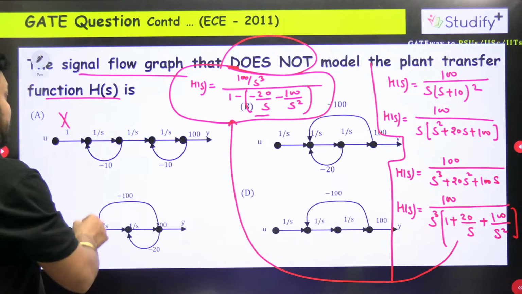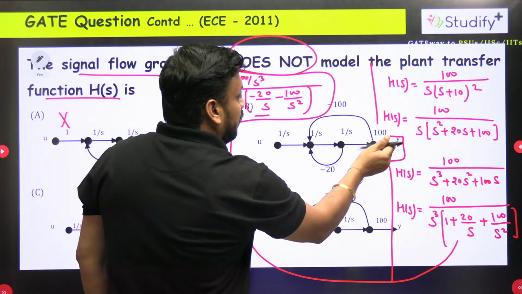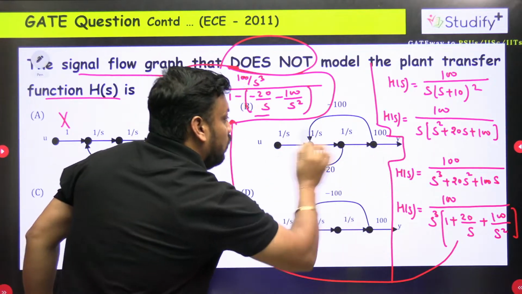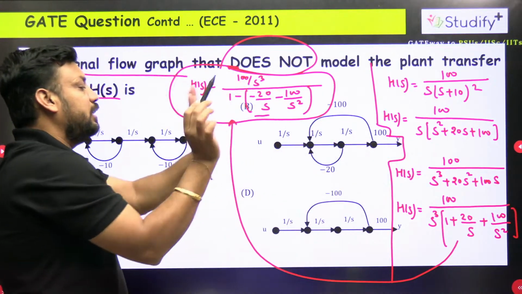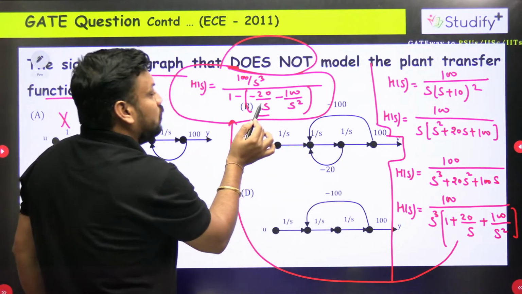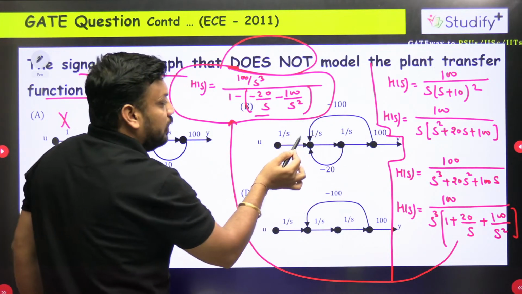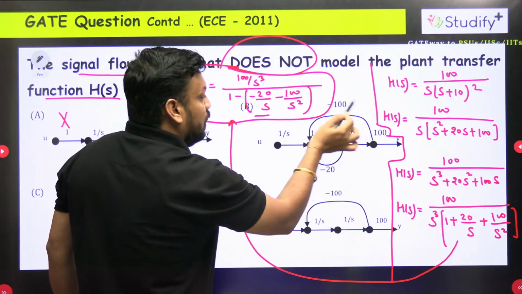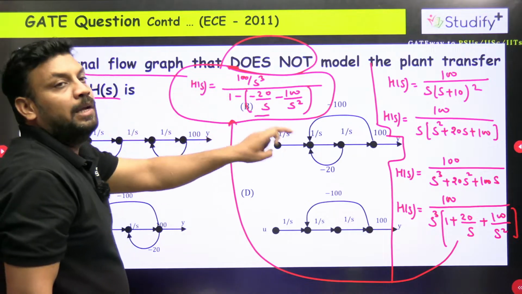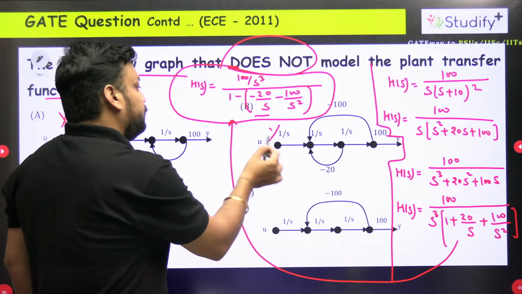Now let's talk about option number B. Here in option number B, you can probably see this 100 here. 1 by s, 1 by s, 1 by s, 100 by s cube, forward path 100 by s cube satisfied. Now if I talk about loop gain, minus 20 by s loop gain satisfied, and minus 100 by s square loop gain also satisfied. Okay sir, it means option number B is also satisfied. We are looking for which does not satisfy, so this option is also wrong.